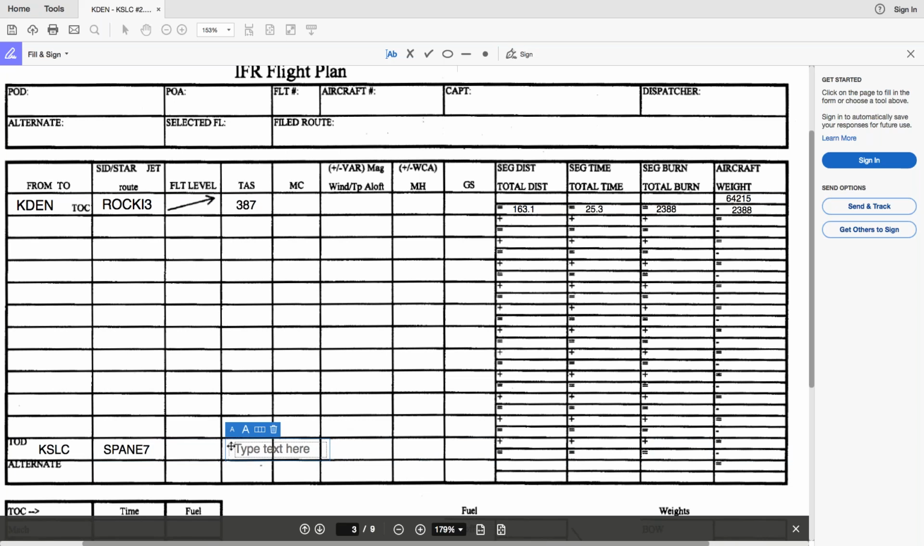Okay, what did you get for your descent box? What was your true airspeed? 376. Okay. Now, what was your segment distance? We got 98.9. What was the time? 16.4. Okay. And then the fuel was 358.